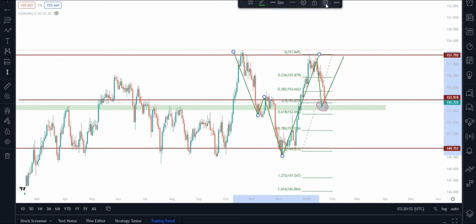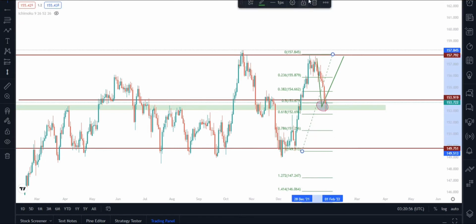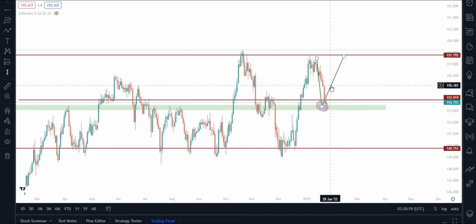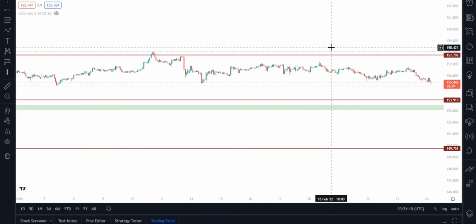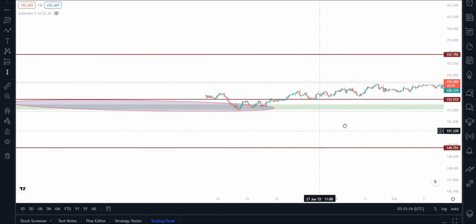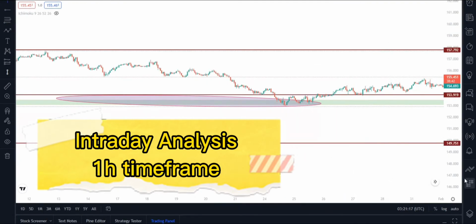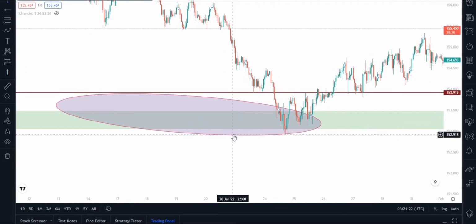Let me remove these things first. Okay, let me move the Fibonacci level, and let me remove this one also. So we are leaving the market at this level. This is where we are interested in. So we'll go to our 1-hour time frame. We'll move all the way to that place, and it's exactly here. So now we can remove it.